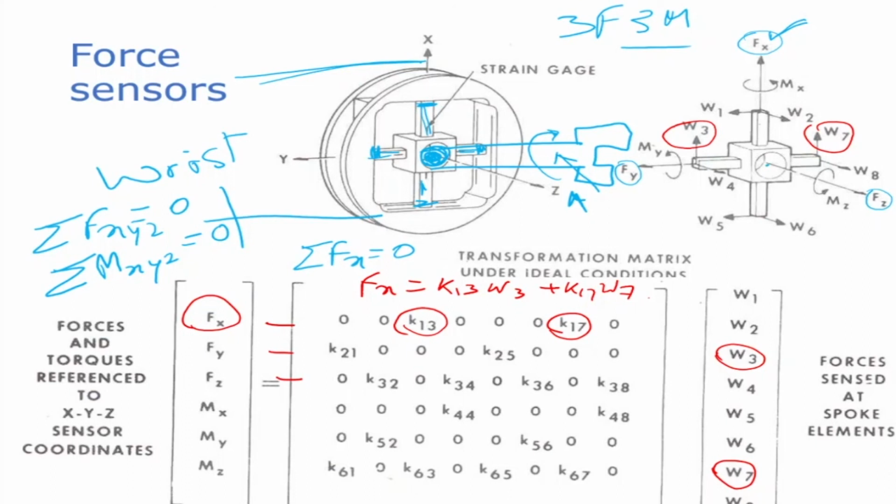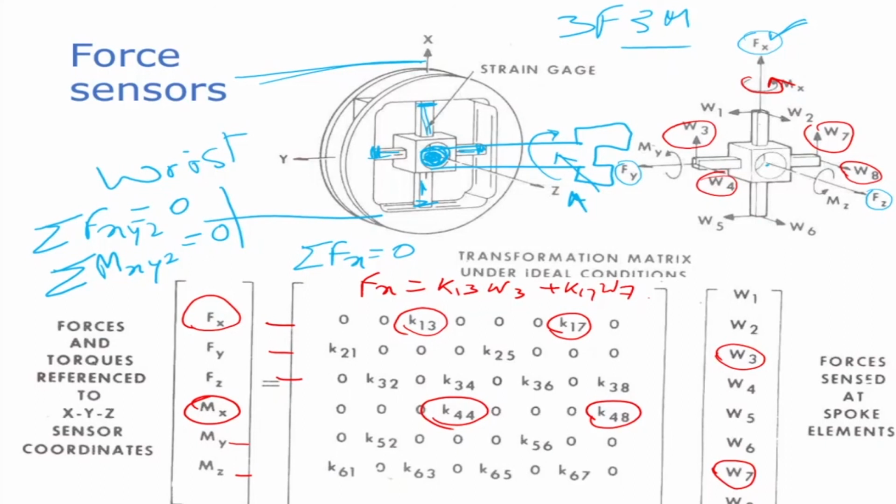Now for moments, what is Mx? This is my Mx. Now Mx is caused by what? Mx is caused by a rotating moment, which is W4 and W8. So Mx is a moment like this, so it is caused by W4 and W8. Similarly, My and Mz. So what we see is we have three force equations and three moment equations.